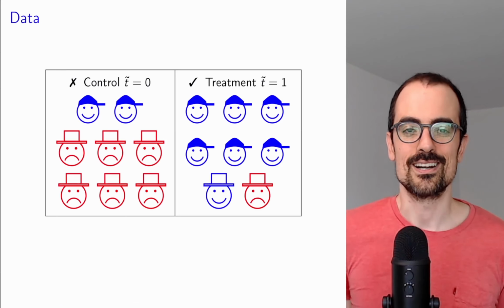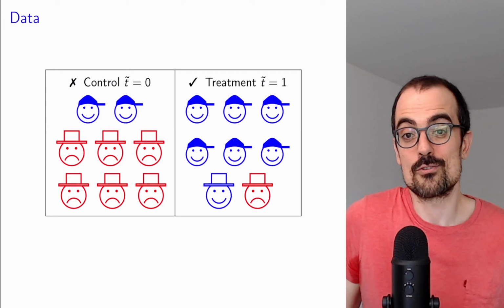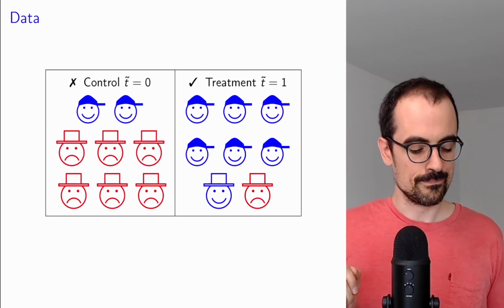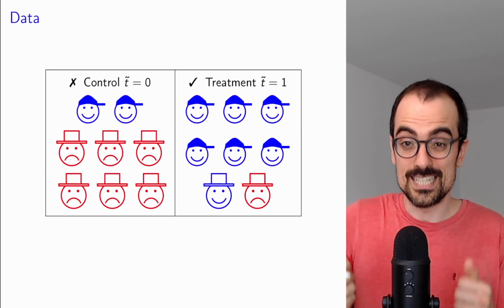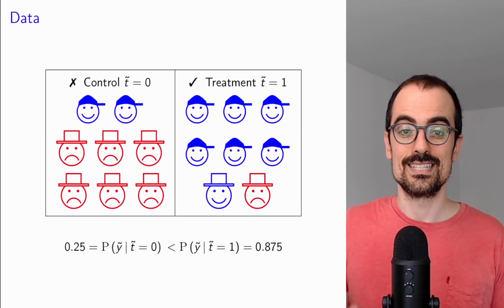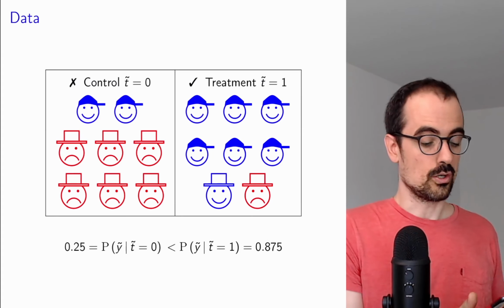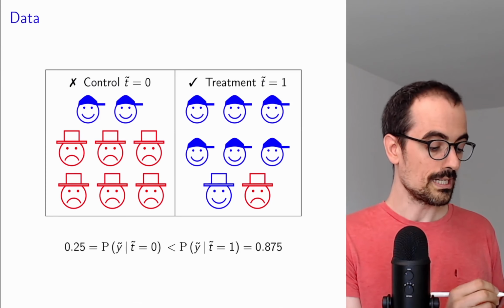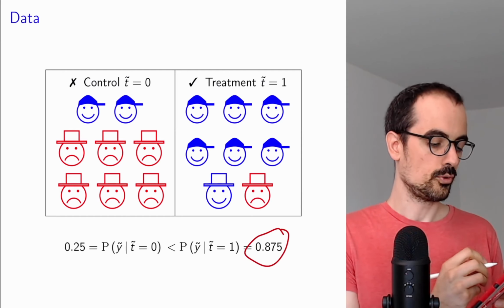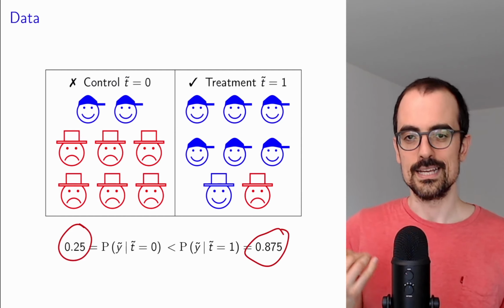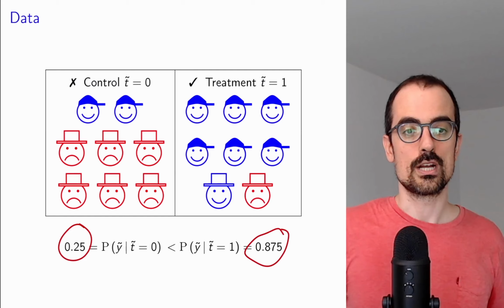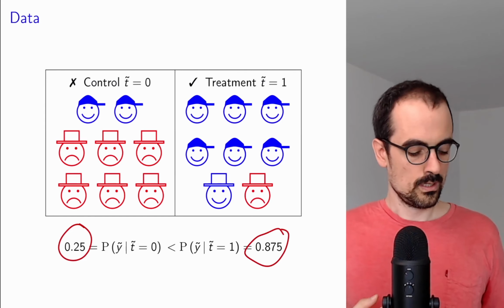But what's the problem here? Young people recover regardless. So this is going to boost the probability of recovery in the treatment group artificially, just because of how we have chosen the composition of the treatment group. So you can see here why this confounding factor would artificially inflate the probability of recovery in the treatment group and deflate, again artificially, not reflecting causality, the probability of recovering in the control group.